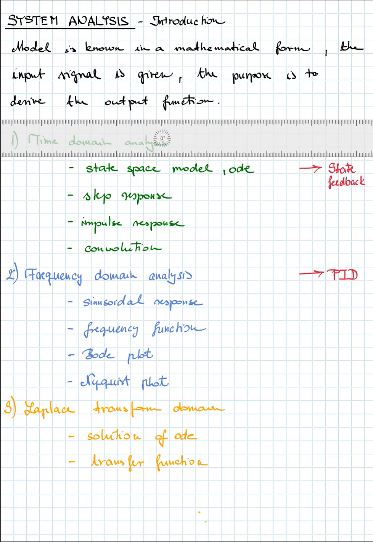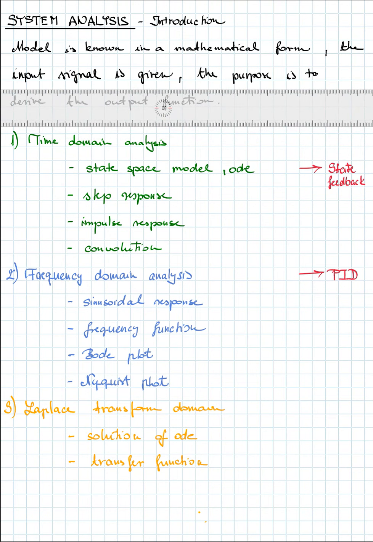The mathematical model is usually an ordinary differential equation in this subject. The input signal is also known for this plant, and our goal is to derive the output function somehow. So we need some tools to calculate the output function, the system output. There are three main groups to do this. The first is the time domain analysis, the second is the frequency domain analysis, and finally the Laplace transform domain analysis. So these are the three main blocks which we are going to speak about in the next lecture video.